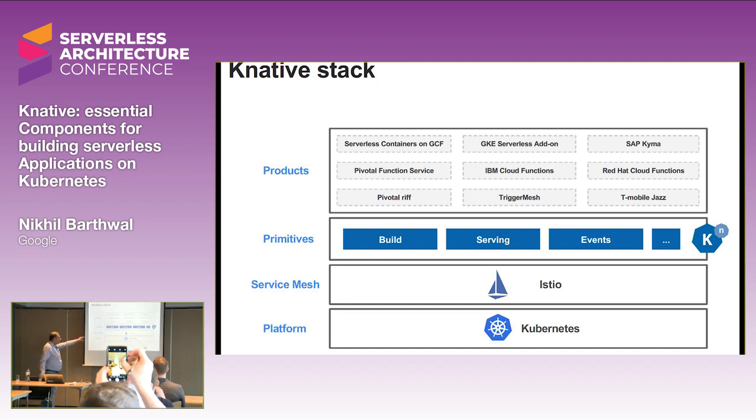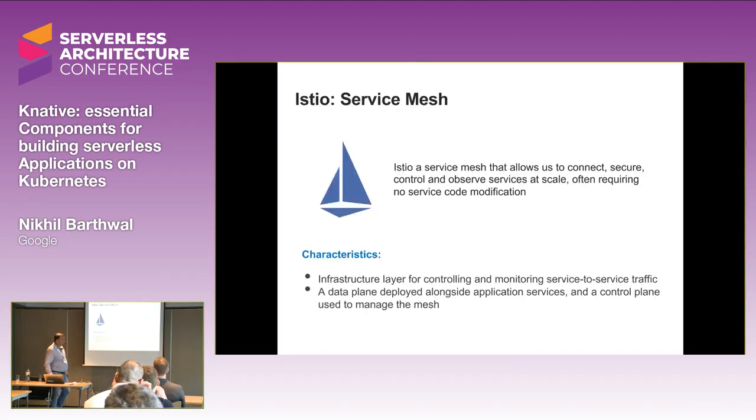So I can swap Istio with another service mesh if I want to, and then obviously you have Kubernetes at the bottom. And then you have several of these so-called platforms that are built on top of Kubernetes, and you can see some of them are IBM, some of them Google, some of them SAP, and some of them Pivotal, which is basically most of the industrial partners that work with Knative.